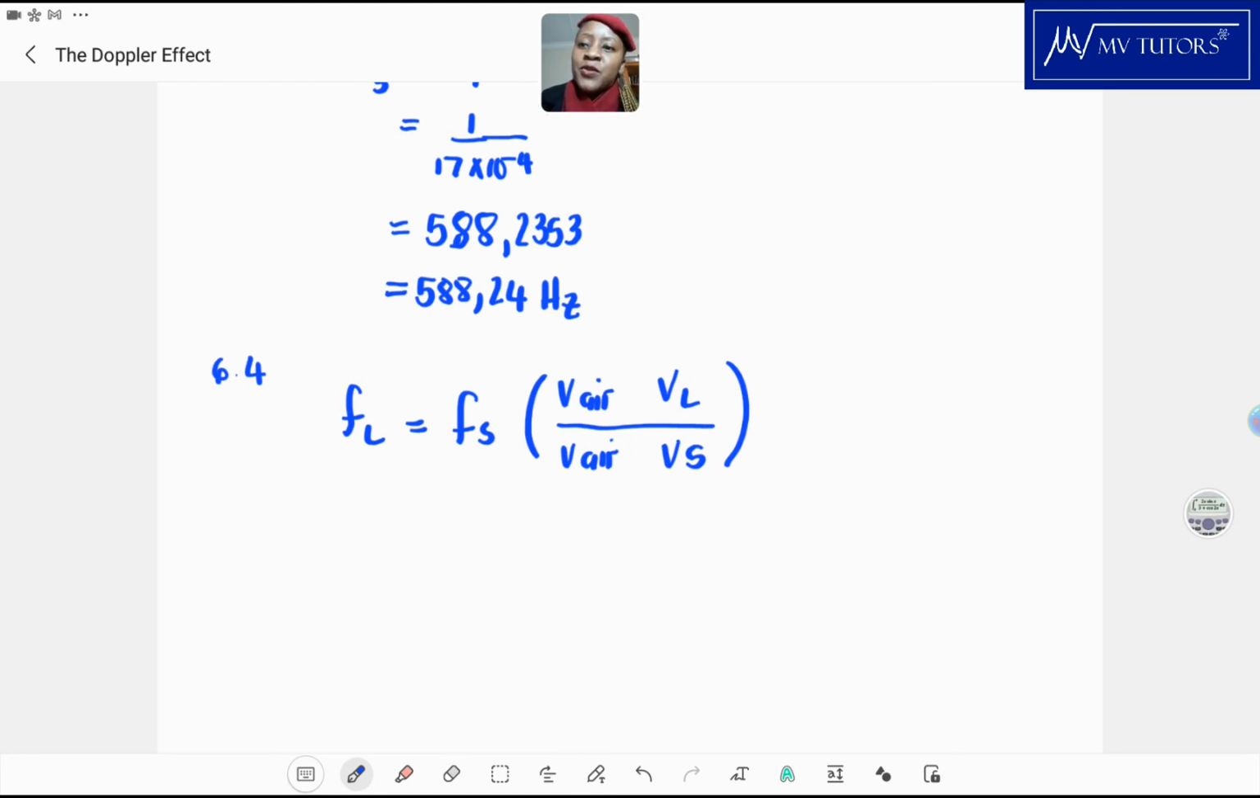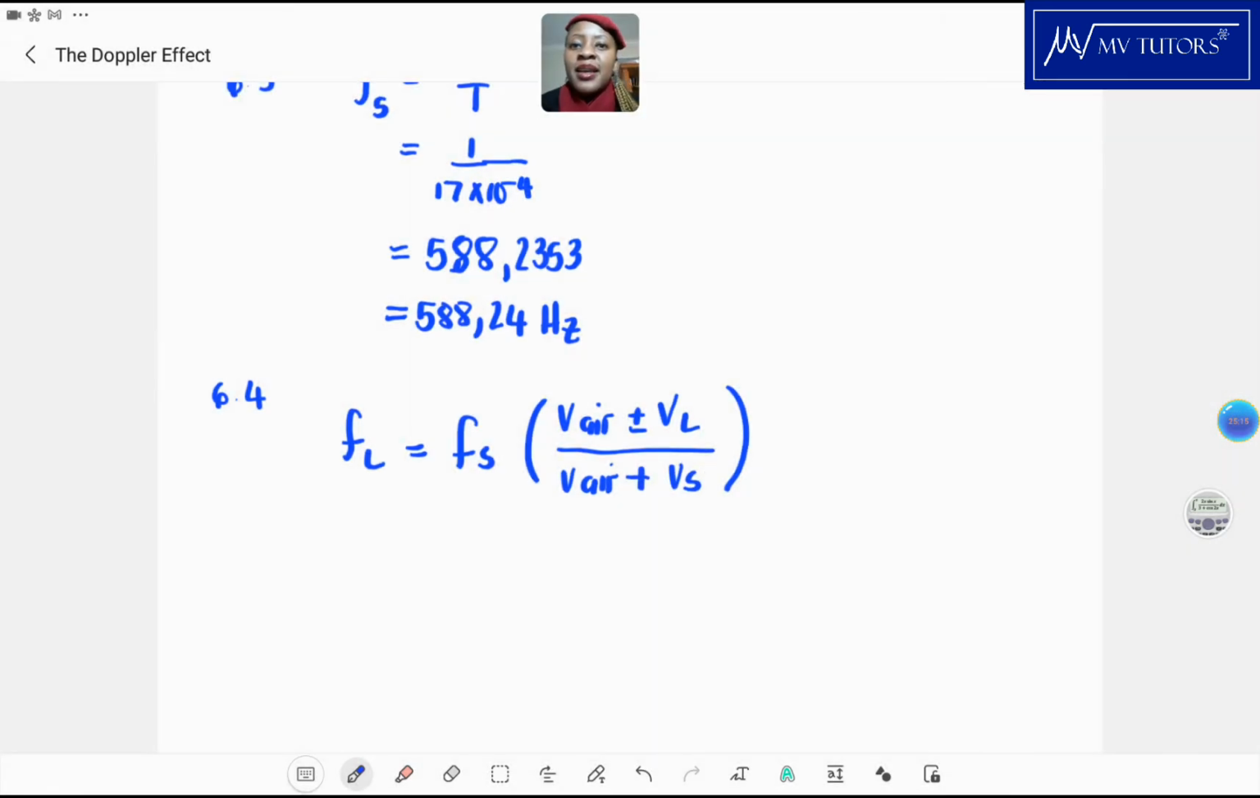The listener was moving away, not the source. Okay, guys, so the listener is stationary, so plus or minus doesn't matter because it's going to be 0. But the source, the police car, is moving away, so it's going to be a plus. All right, so we have the frequency of the source.